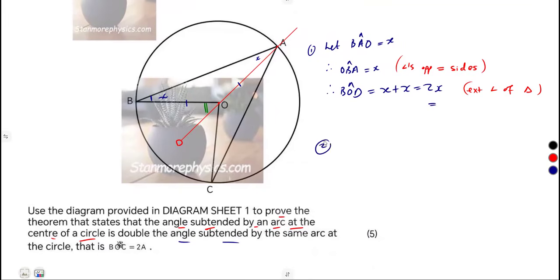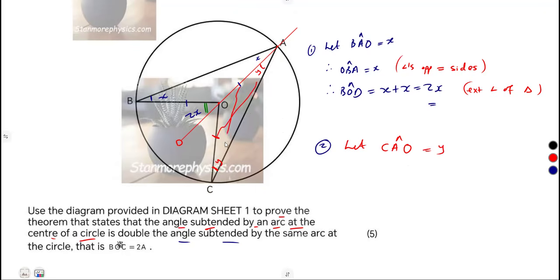On the second side, you can do the same thing but introduce another letter. Just like with B, we work with C to O and A to O. We call this angle Y, so we let angle CAO be equal to Y. Using the same concept, angle C is also equal to Y, as these two sides, OA and OC, are equal.